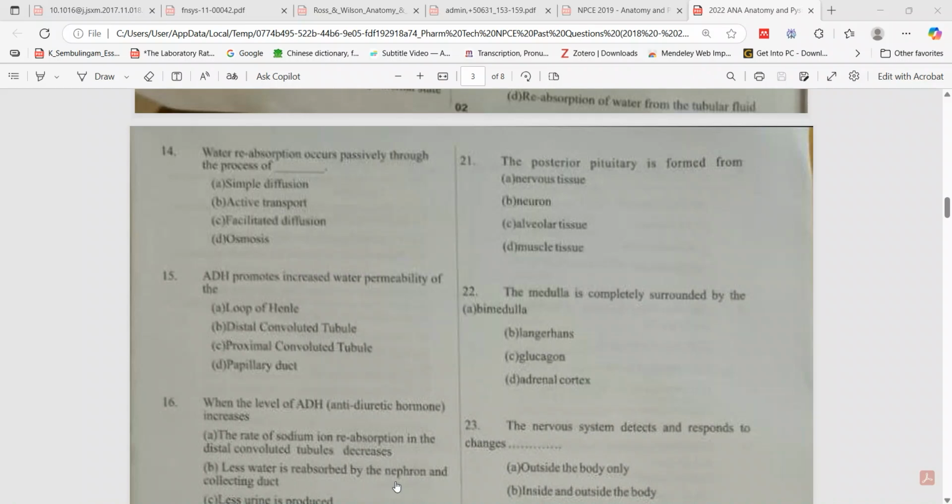Sir, please, what are the options there? I can't see the screen. Simple diffusion, facilitated diffusion, osmosis. Okay, so which of these mechanisms transport water? I've taught this over and over again. Osmosis. Osmosis moves water. For this kind of question, you should just give me the answer once.